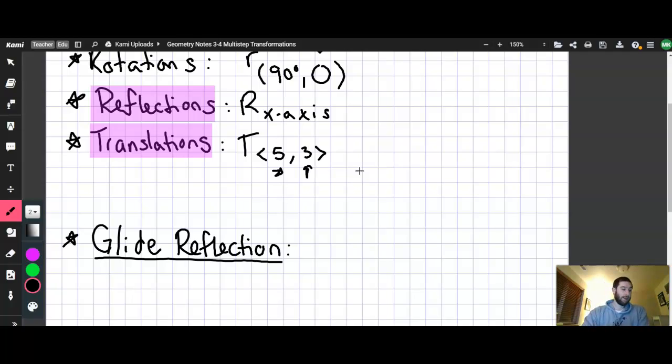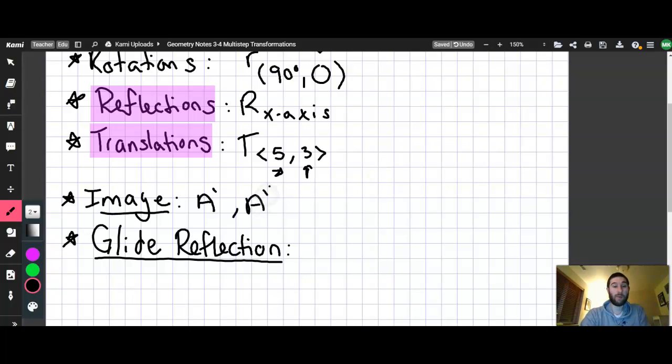And ladies and gentlemen, that is our notation for our image. So image just means the shape after our transformation, and the notation we use for that is we give our point a prime, right? And so that's going to be our first image versus an A double prime, which is our second image.